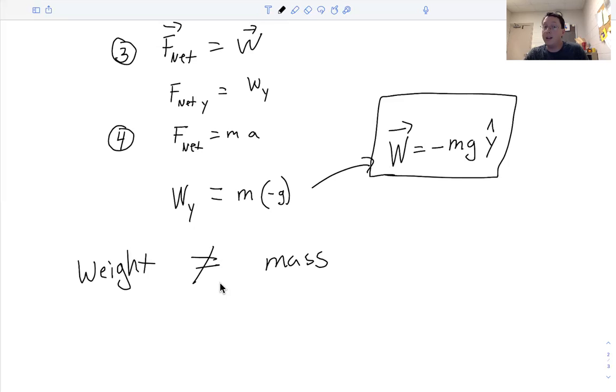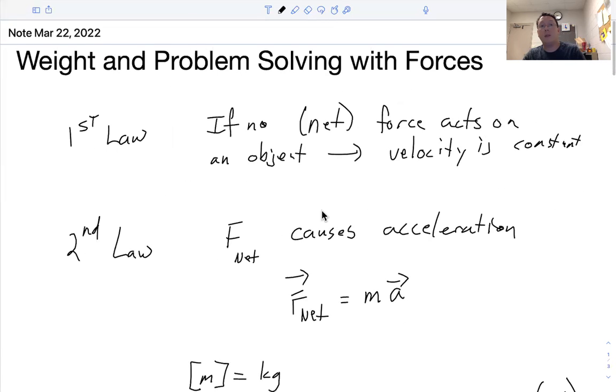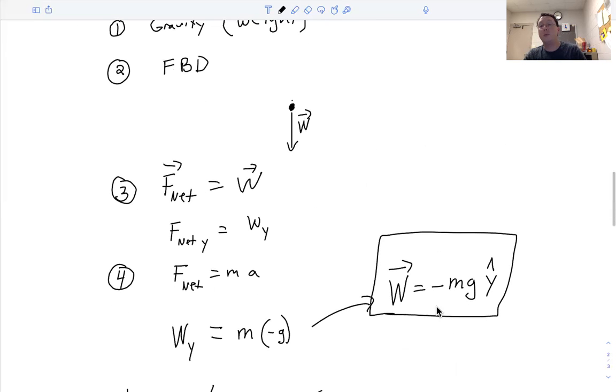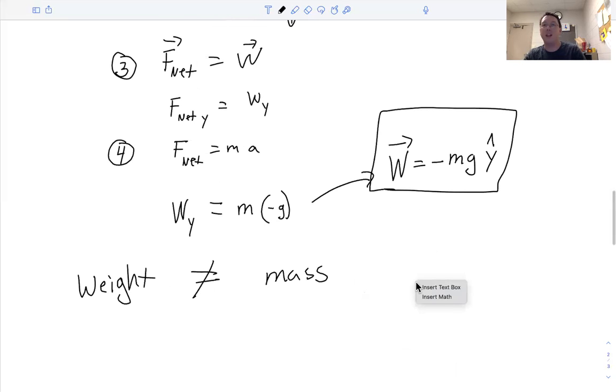So if you were on another planet, the acceleration due to gravity might be different. So your weight would change, but your mass would stay the same. You would have the same mass no matter where you are in the universe. But if you went to another planet, because g could change, your weight could possibly change. All right, so that's a really important thing. We've learned how to introduce the formula for weight, or to deduce the formula for weight, based upon our other lines of reasoning.